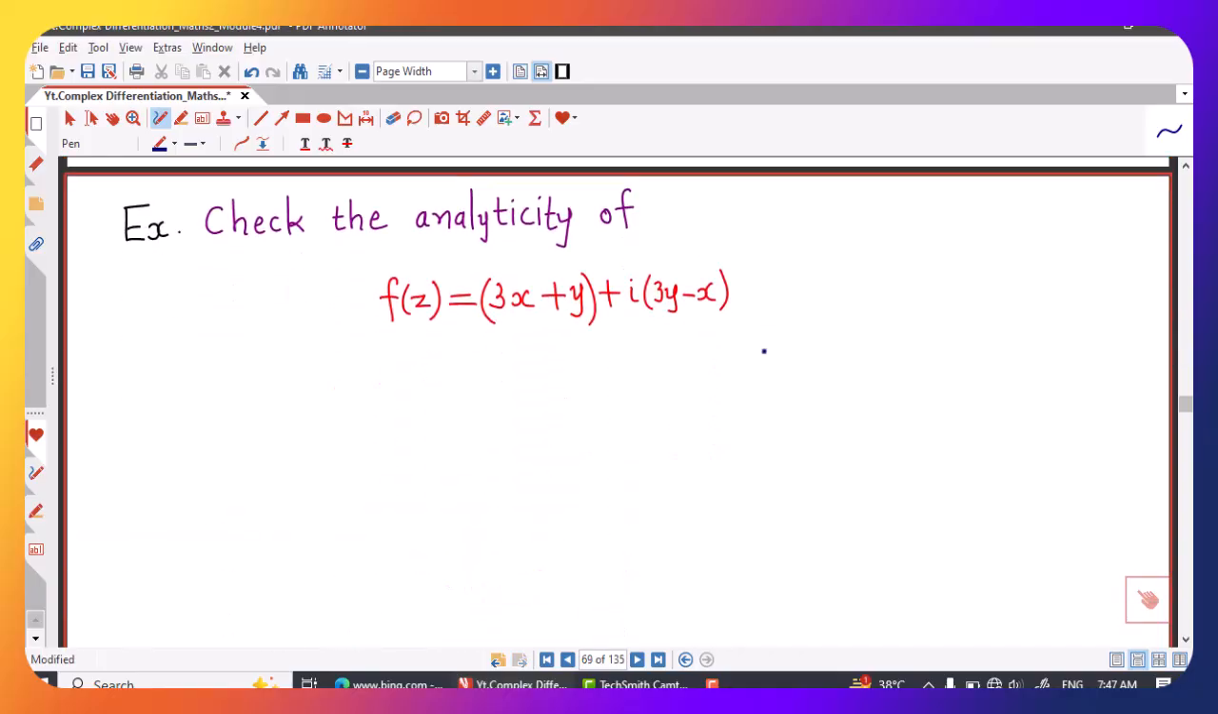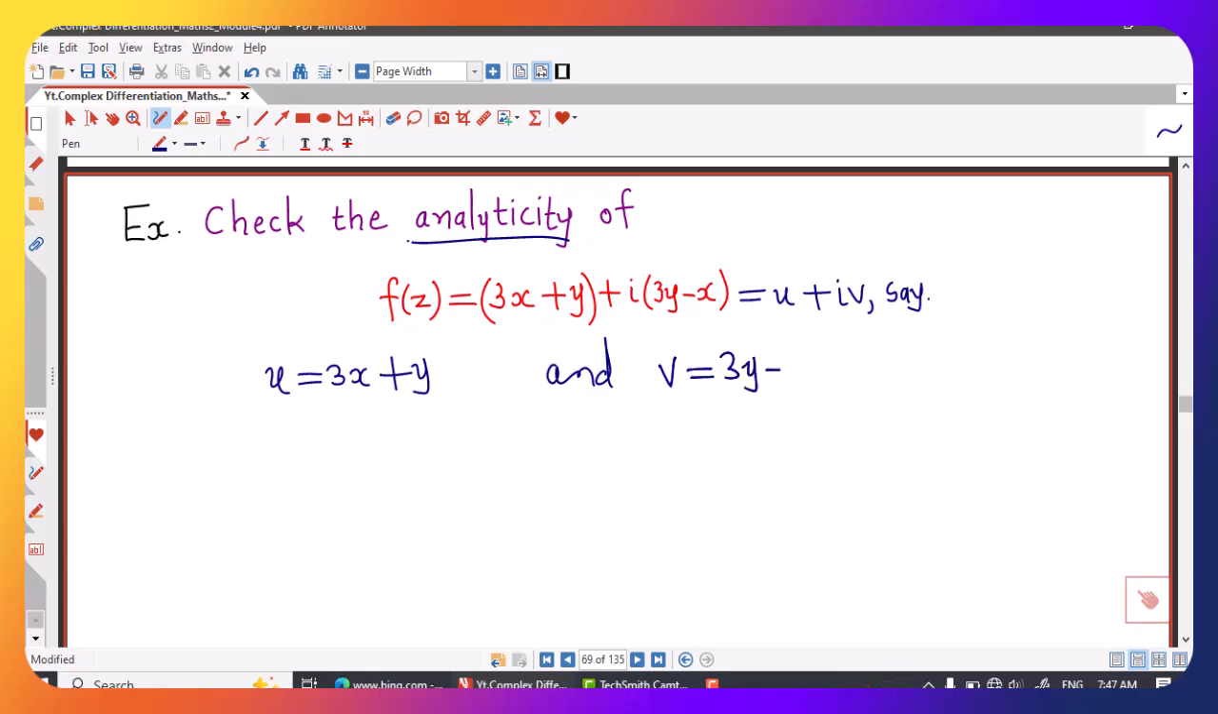I have taken one more example here. Check the analyticity of this function. It is already given with its real and imaginary parts. So suppose we compare with u plus iv, then we have u equal to 3x plus y and v is 3y minus x. Now I will find the first order partial derivatives. Del u by del x is the derivative of 3x with respect to x, which is 3. Here the derivative of y is 0 because we consider y as constant while differentiating with respect to x.